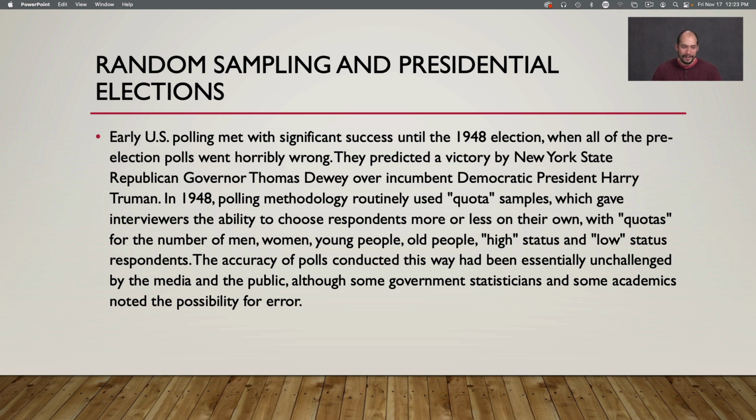So what went wrong? So here's how they collected the data. The polling methodology routine used was quota samples, which gave the interviewers the ability to choose respondents more or less on their own, with quotas for how many individuals they sampled. The accuracies of these polls had been unchallenged by the media and the public. However, some statisticians and some academics noted there could be some error. So what went wrong here?